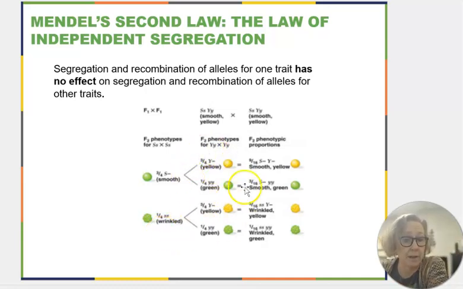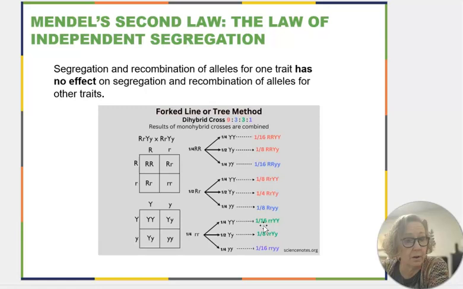Okay, now, same thing for yellow and green. 3/4 of them are going to be yellow. 1/4 of them are going to be green. You multiply this together. 3 times 3, 9. 4 times 4, 16. Okay? So we have 9 that are smooth and yellow, 3 that are smooth and green. So the ratio here is 9 to 3 to 3 to 1. We got it? Okay, let's do another one.